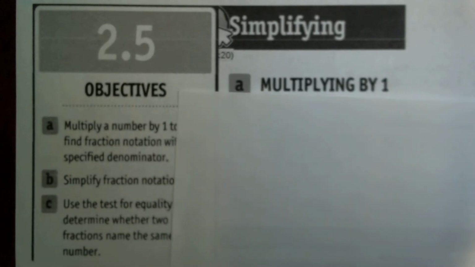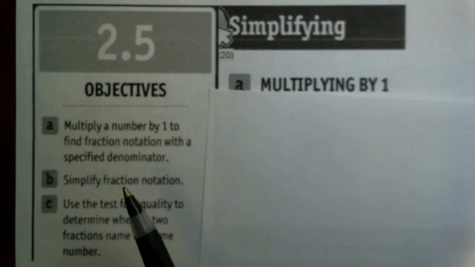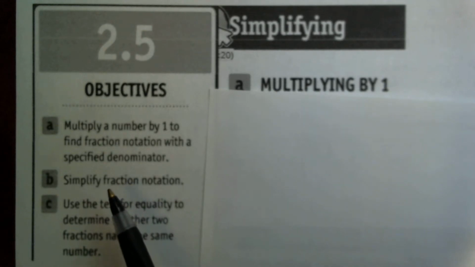Section 2.5 deals with simplifying of fractions, and there are three objectives. The first one is to multiply a number by 1 to find a fraction notation with a specified denominator. The B part is to simplify fraction notation, and the last part is to use a test for equality to determine whether two fractions name the same number. In other words, if they're the same.